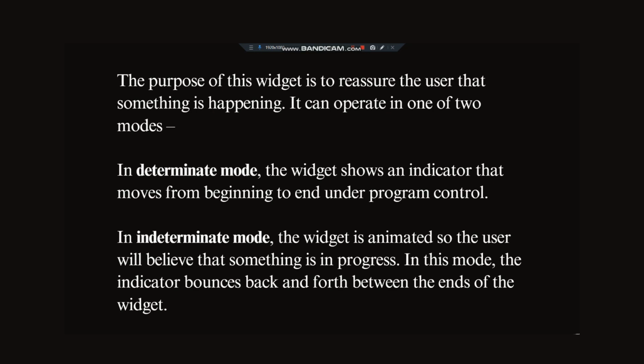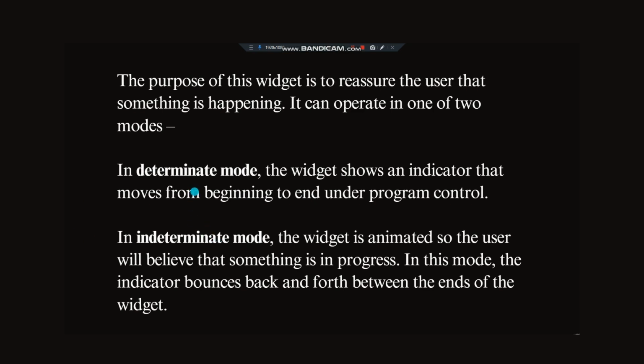So firstly, we have to understand what a progress bar is. A progress bar usually represents the progress of a task over time. In Python, with Tkinter's ttk module, we can easily create both modes, determinate mode and indeterminate mode. These are the two modes in which we can operate a progress bar. So firstly, we have to understand what determinate mode is and what indeterminate mode is.